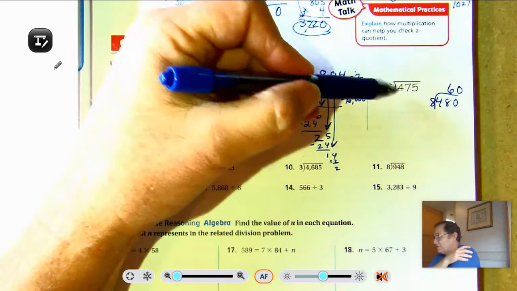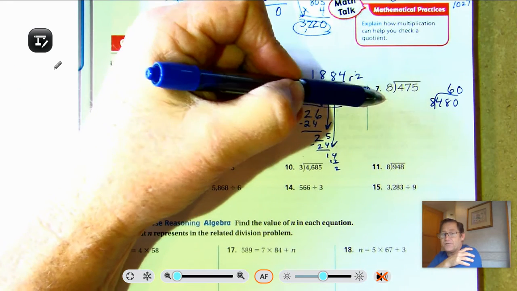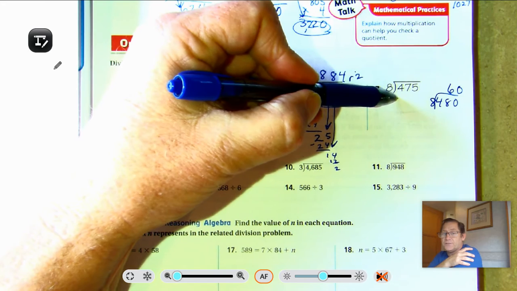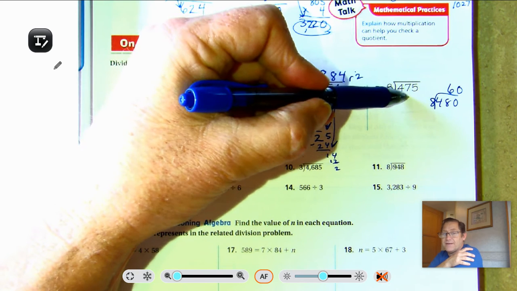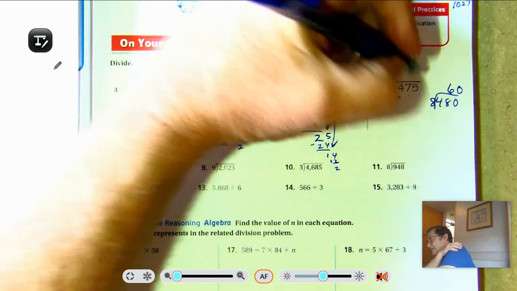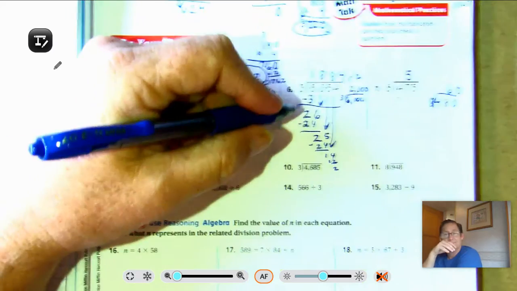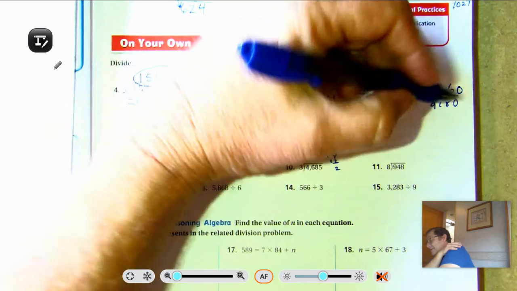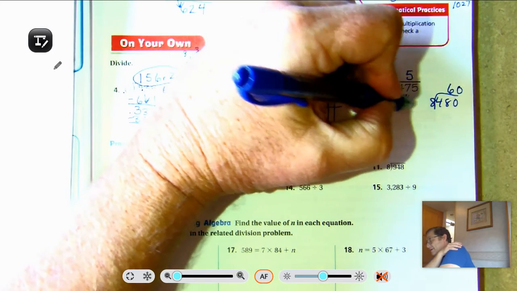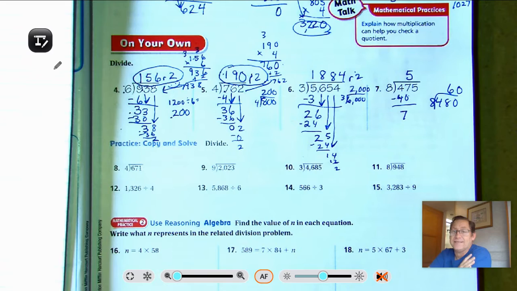All right, we already said we can't share 400s with 8 groups. So let's trade those 400s for 40 tens plus the 7 tens. So let's think of this as 47 tens. 47 tens divided by 8. I'm sorry. 47 divided by 8 is 5 tens. 8 times 5 tens is 40. Subtract, we get 7 tens.